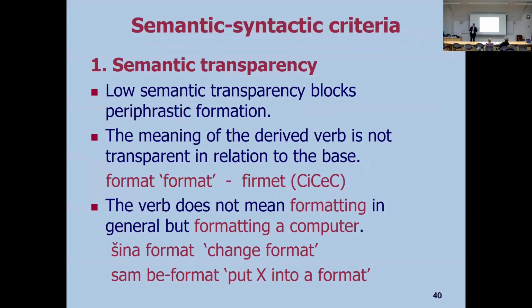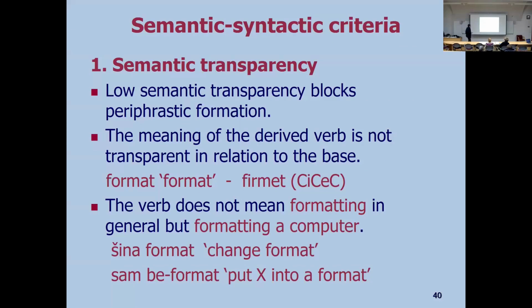Just to make sure we are on the same page, there are two constraints so far that determine the selection between the two structures: the number of syllables and the existence of non-native suffixes. Now, I'll just watch the time. I will move to talk more about semantic syntactic criteria. The first one is semantic transparency. Low semantic transparency blocks periphrastic formation.